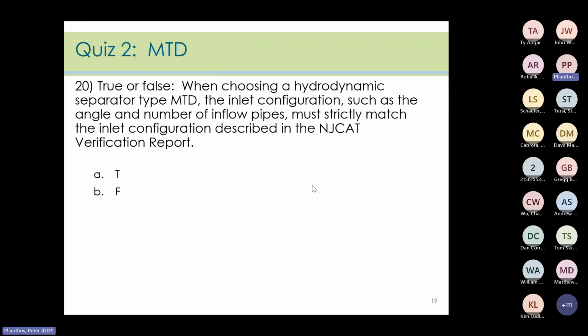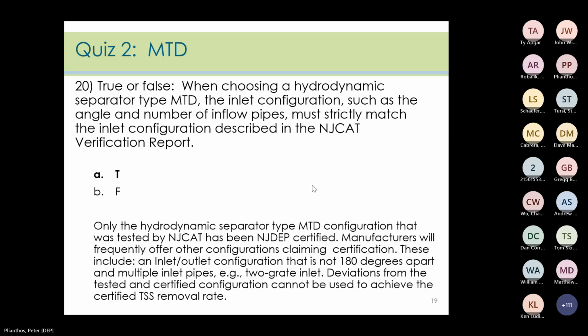And question 20, true or false? When choosing a hydrodynamic separator type MTD, the inlet configuration, such as the angle and number of inflow pipes, must strictly match the inlet configuration described in the NJCAT verification report. And that is true. Manufacturers will try and offer other types of configurations, but this is not allowed. They must not deviate from the tested and certified configuration that the MTD was meant to be in, as they would not meet the certified TSS removal rate.